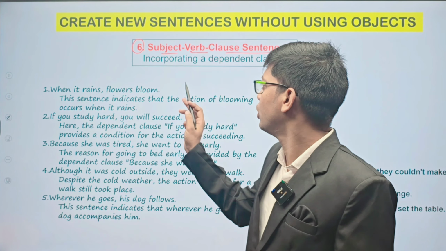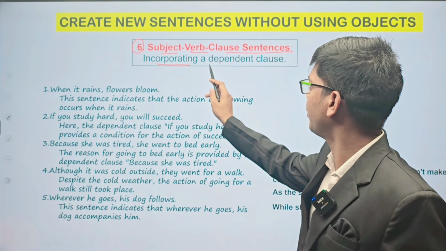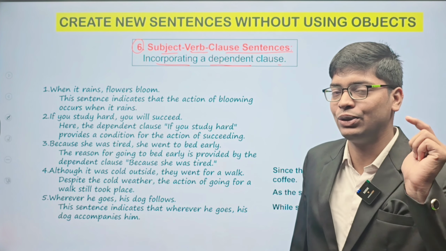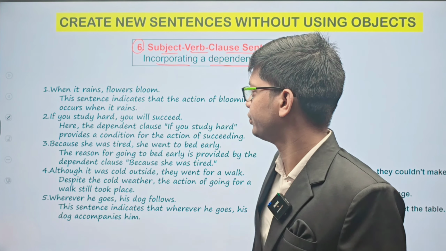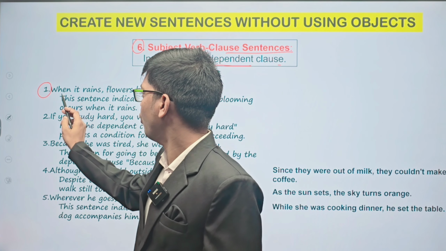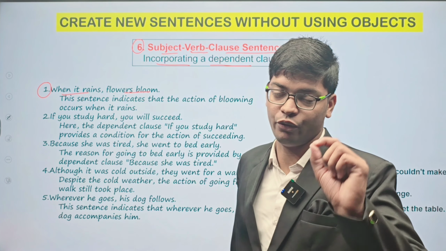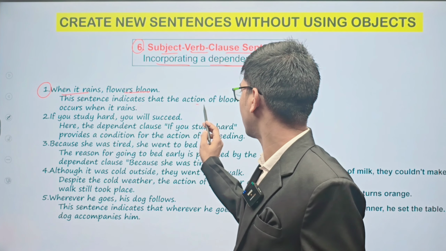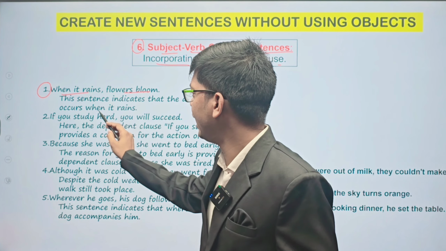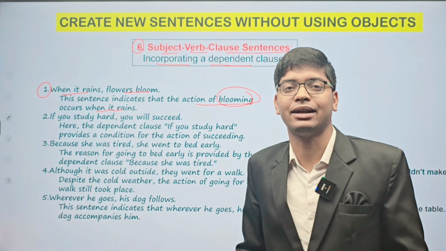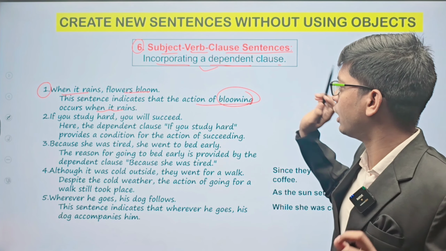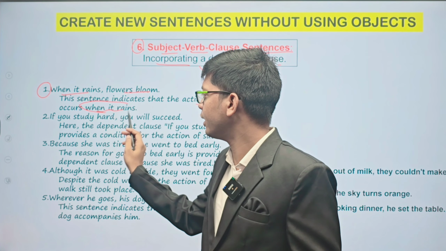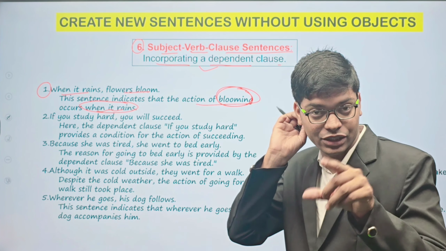So let's see examples. Incorporating a dependent clause. Let's create new sentences. The first example is, "When it rains, flowers bloom." In this sentence, the action of blooming happens, of course, when it rains. "When it rains" is a dependent clause. So you can create these types of sentences also.